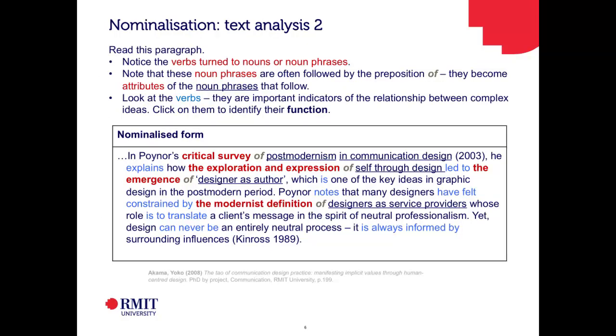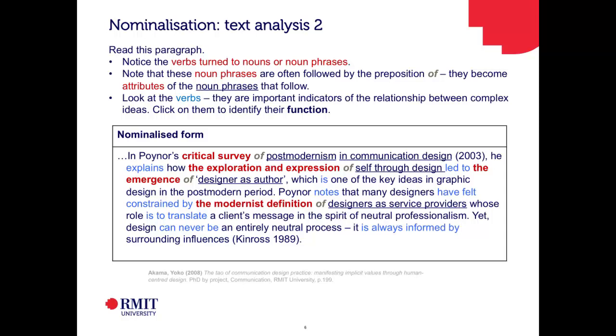In this paragraph, we can see how often a nominalised phrase is followed by the preposition of and then another noun phrase. The noun phrases in red can be seen as attributes of the noun phrases underlined in dark blue or black. Again, we see the verbs in blue taking on the important role of indicating clear relationships between the complex ideas. Let's look at them more closely.